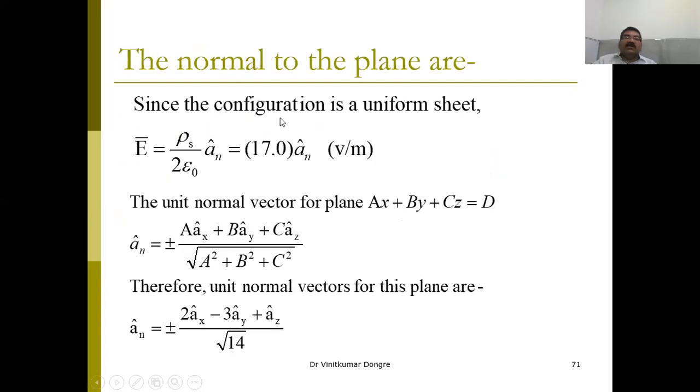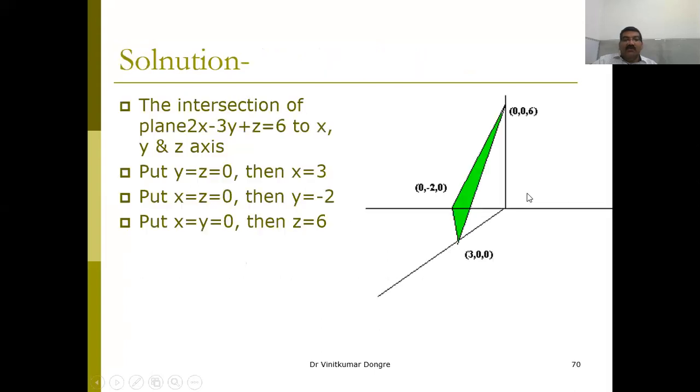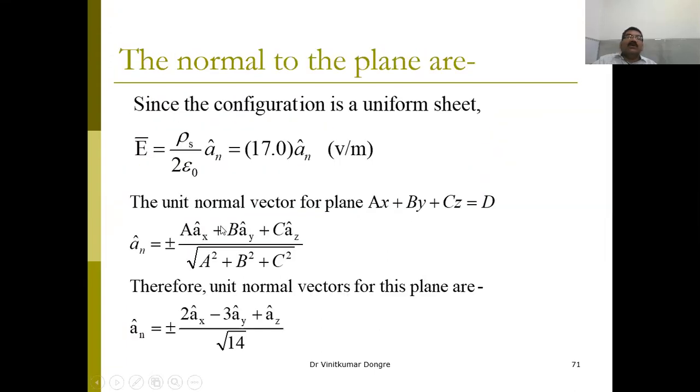Now, since the configuration is a uniform sheet, E = rho_s / (2 epsilon_0) a_N. So that is what, 17.6 a_N volt per meter. Okay, so this is given. So you need the normal vector for the plane. Now you have to find the normal vector to this plane. So how can you find a_N?